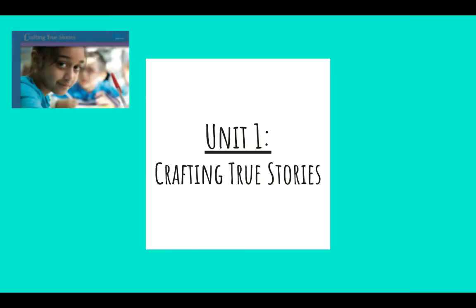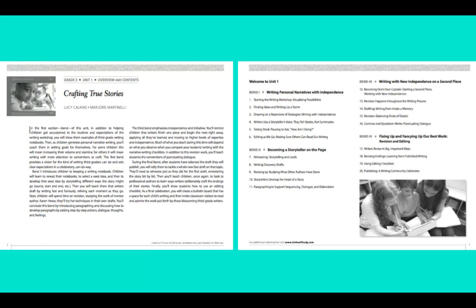Turn to pages 2 and 3 in your booklet. Here you will see an overview for the first unit in the kit. Unit 1 is titled Crafting True Stories, so students will begin the year writing personal narratives. A summary of this unit is provided on page 2. Page 3 details the bends, or groups of sessions. As you can see, there are 4 bends for this unit and a total of 20 sessions. Session names are listed so that teachers can see the teaching points for the unit. It is recommended that you take 1 day per session.